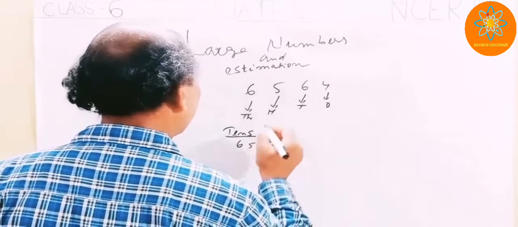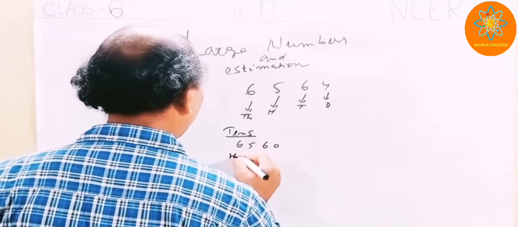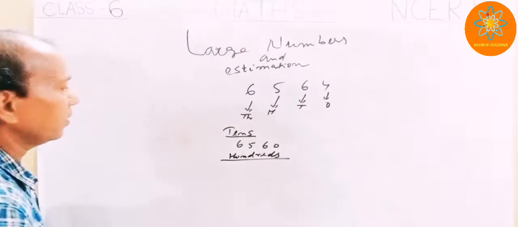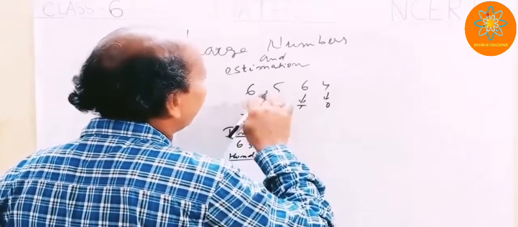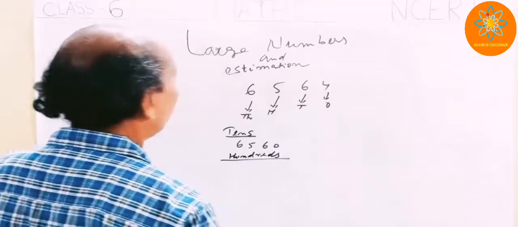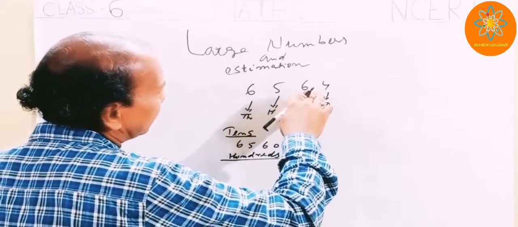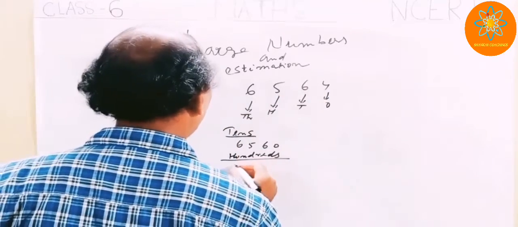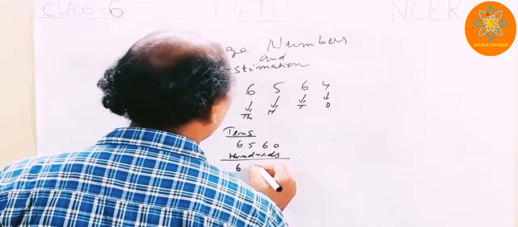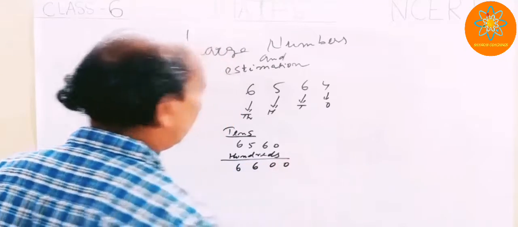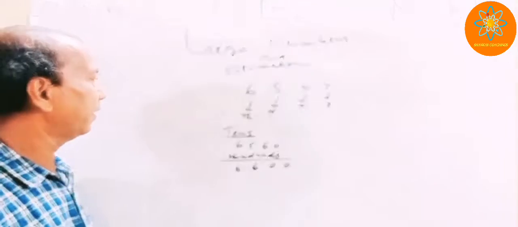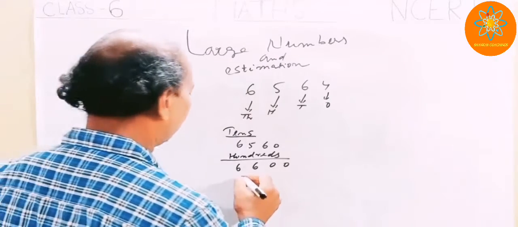Now let's suppose we are estimating for hundreds. If we are considering the hundreds, in this case the number is 6564. So the previous one is 6, which is greater than 5. So the number will be 6600.